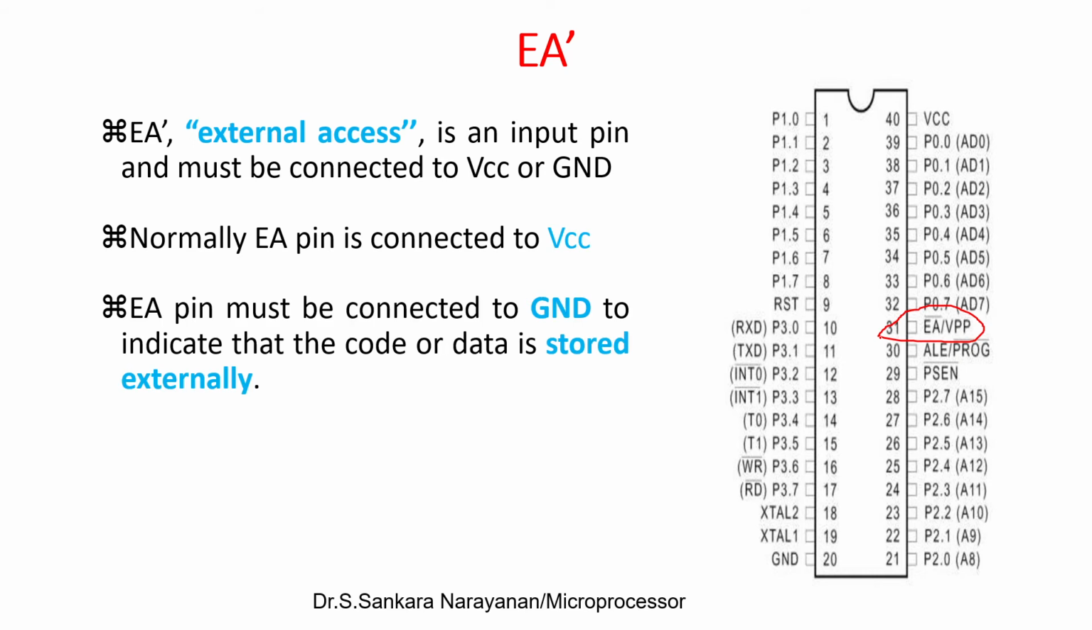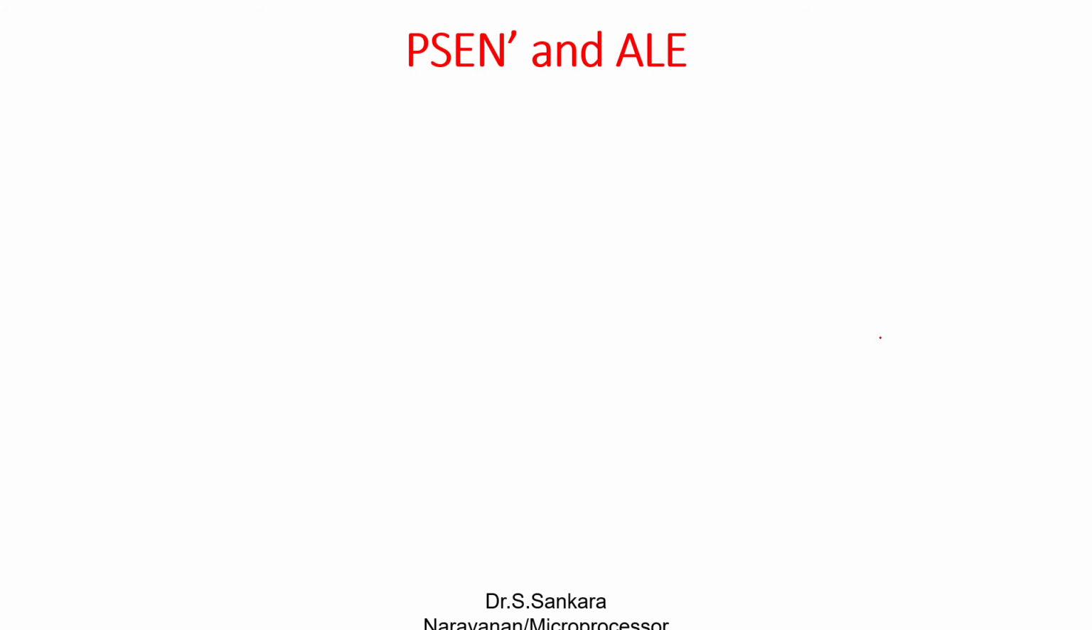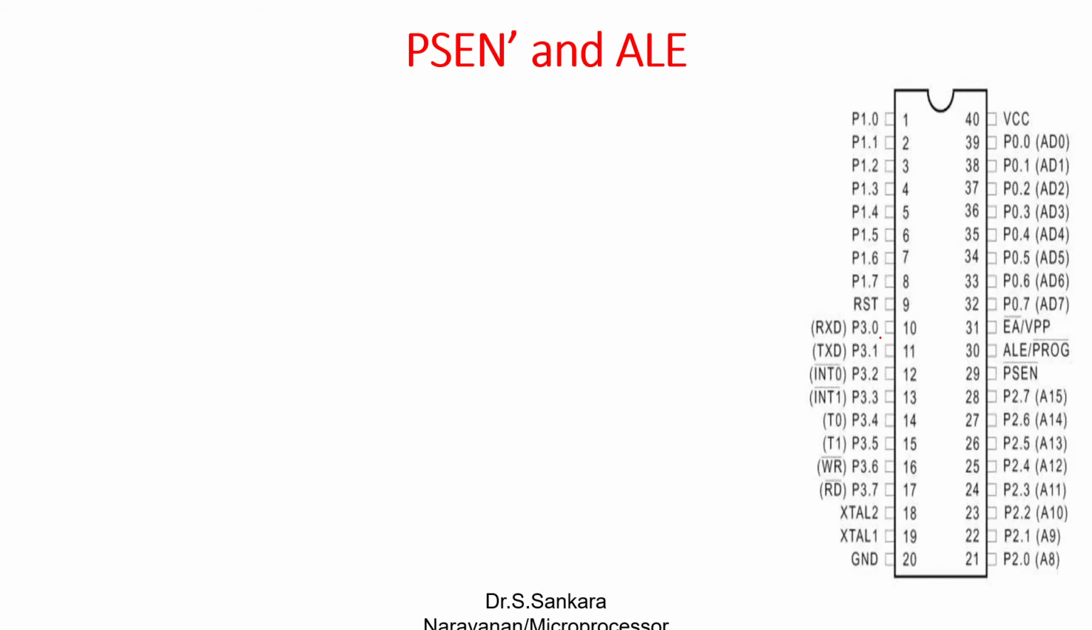It must be connected to ground to indicate that the code or data is stored externally. Whenever we want to store the code or data externally, this external access pin is connected to ground. The next signal is program store enable, that is pin number 29, and pin number 30 is the ALE signal.